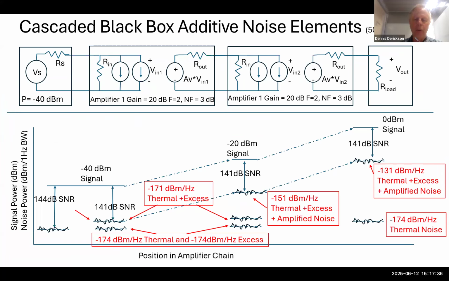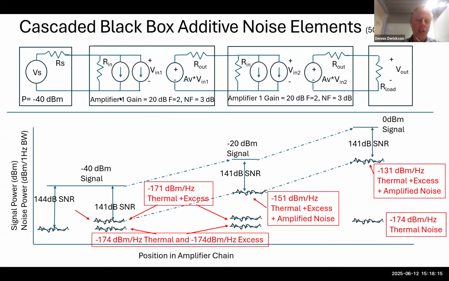Here's an example of using the black box model where we're going to cascade two amplifiers. Let's say the amplifier has 20 dB of gain, a noise factor of 2, and a noise figure of 3 dB. We start and make a plot showing signal power and noise power on this axis, and this horizontal axis is position in the cascade. This resistor right here, we'll assume it's a 50 ohm resistor, its thermal noise level is minus 174 dBm per hertz. So I draw this noise level here at minus 174 dBm per hertz. Then we have this signal level here at minus 40 dBm.